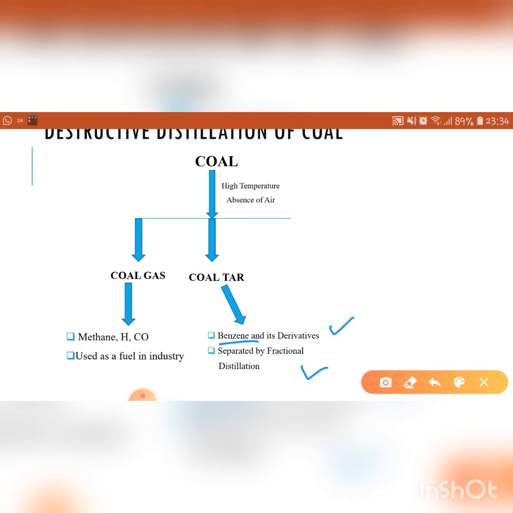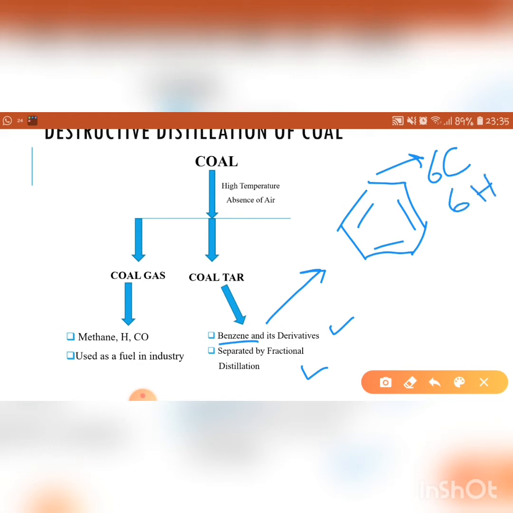What is benzene? Benzene is an organic compound and it has a closed structure like this. It has a closed cyclic ring and contains 6 carbon atoms as well as 6 hydrogen atoms. As you may see here, there is the presence of 3 double bonds in this structure. This benzene is also called an aromatic hydrocarbon. We will discuss aromatic hydrocarbons in our upcoming lectures.